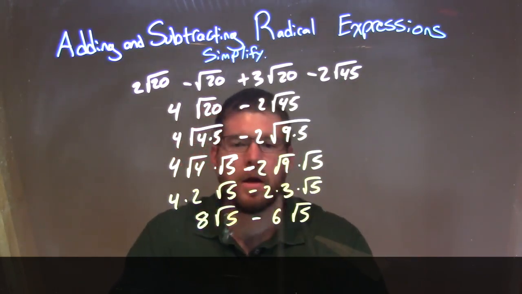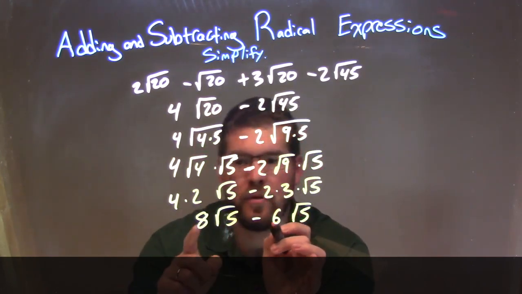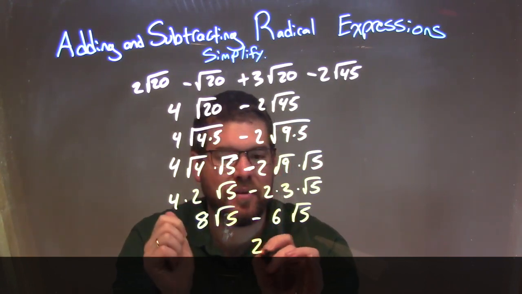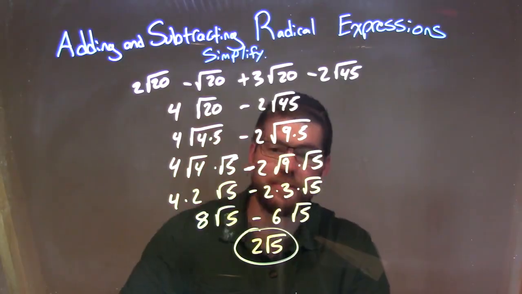Well, luckily here, we have square root of 5 and square root of 5. They're both the same, so we look at the numbers out in front, and we can combine these two. 8 minus 6 is a 2, so we now have 2 square root of 5, and that is just my final answer.